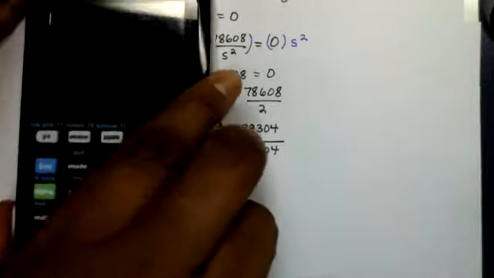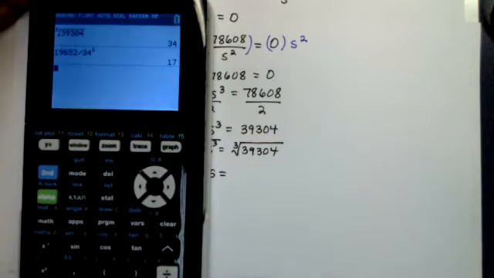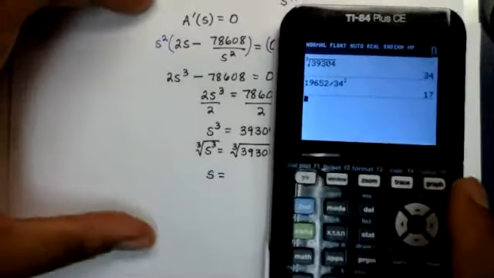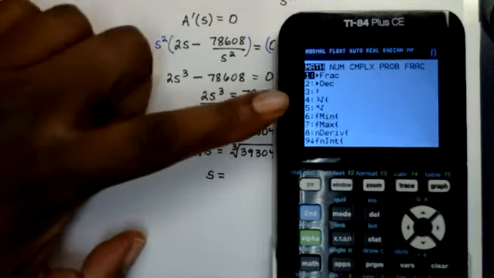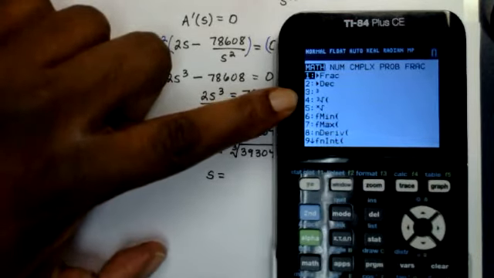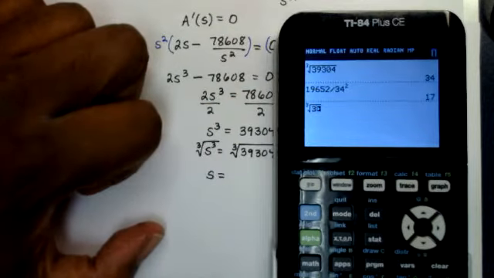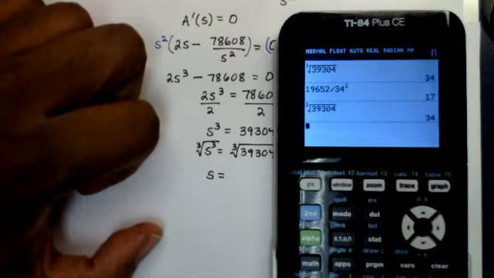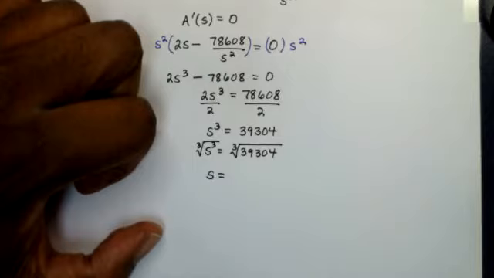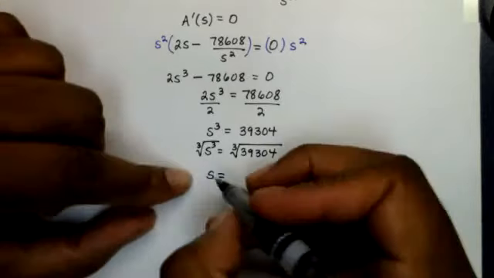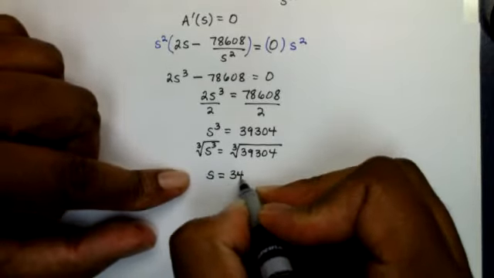So in this case here, for the cube root, I'll press the math key and then select number 4 for the cube root. Then type in 39,304 and hit enter. This gives me a nice round, even number of 34. So the length of that side is 34.